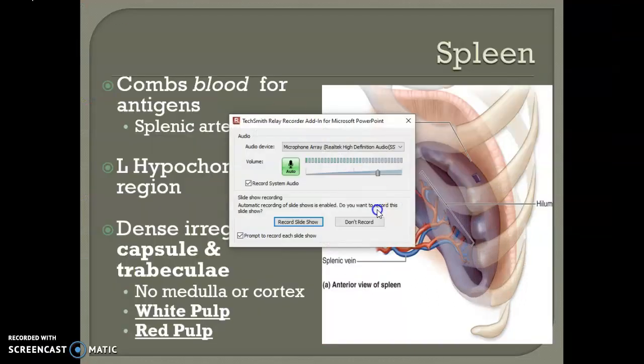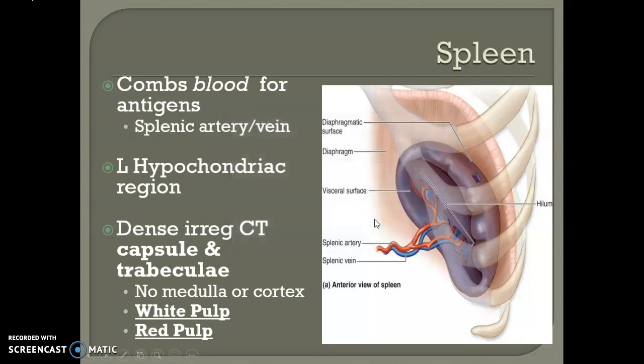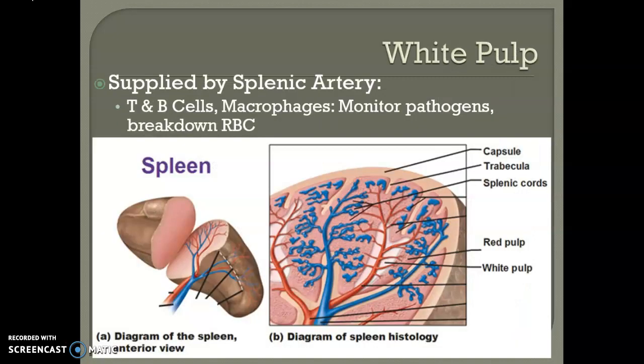Okay, class, finishing up this chapter with spleen. So spleen is a lymphatic organ, and it is surrounded by dense irregular connective tissue. The extensions of the connective tissue capsule make trabeculae, which divide it into white pulp and red pulp. Remember, in case of the spleen, there is no medulla or cortex.